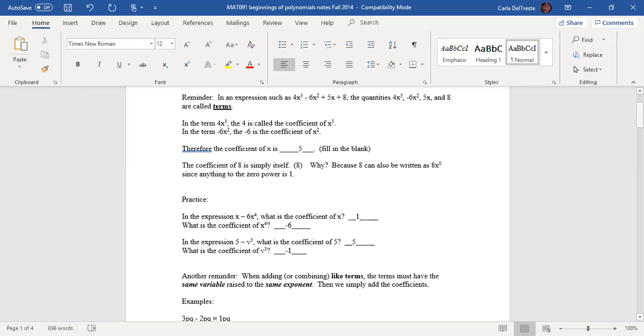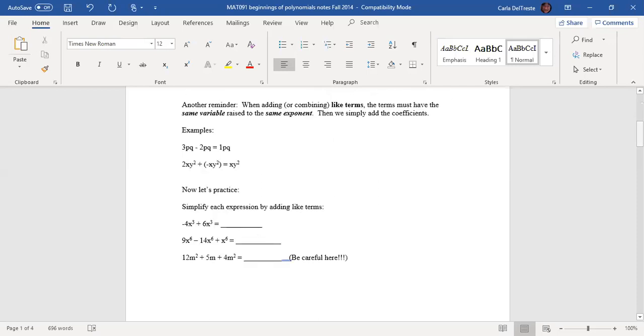We're going to remind ourselves what it means to be like terms. We did this in our expressions section when we were learning algebra, but we're going to learn it again here. Like terms have to have the same exact variables raised to the same exact exponents. And so when you identify that they are in fact like, then you can add them together.